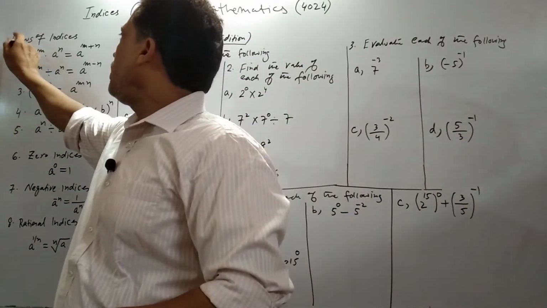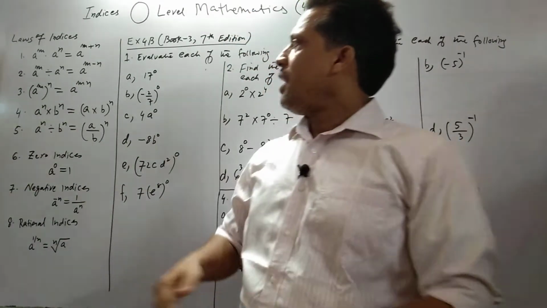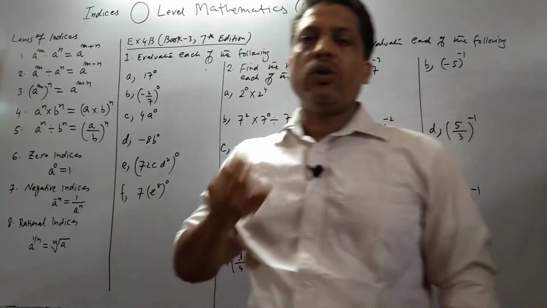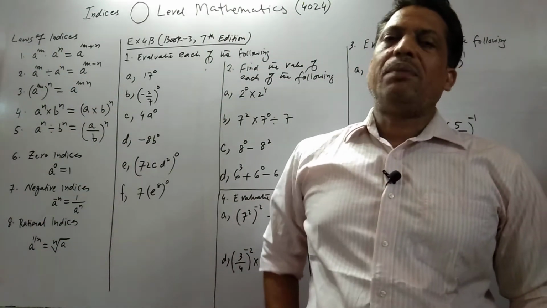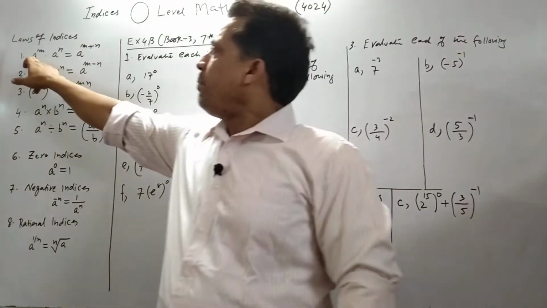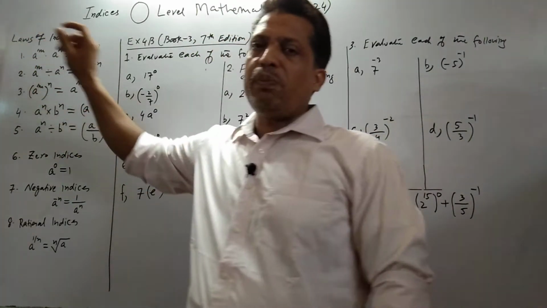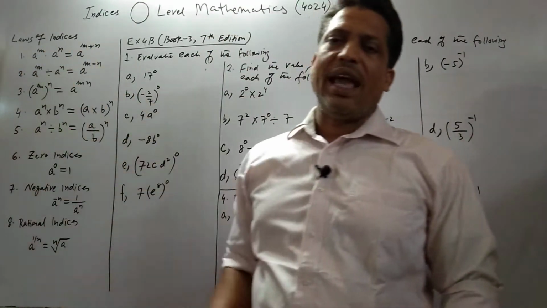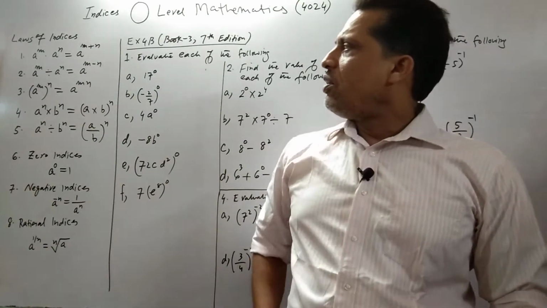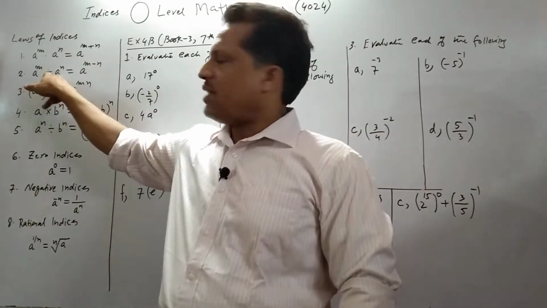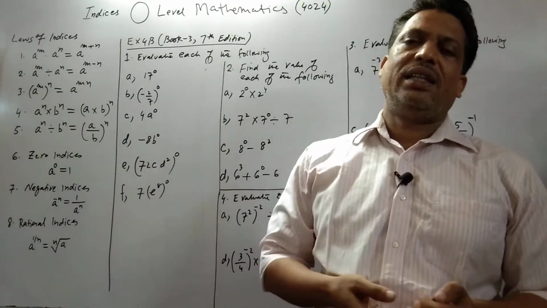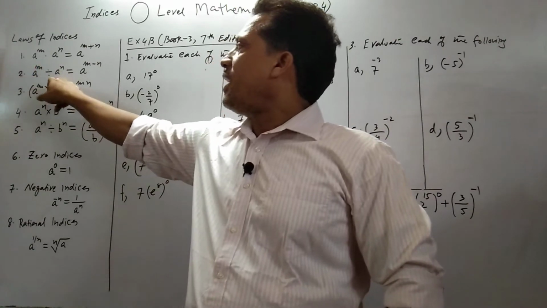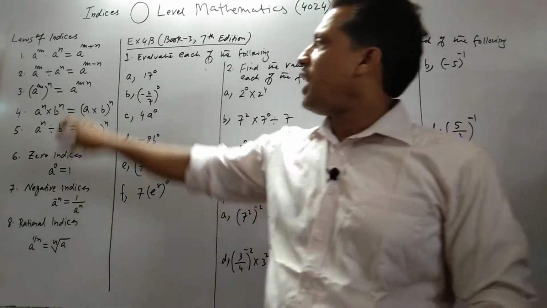The first law of indices is, if we have the same base with some powers and both are multiplied, then the powers will be added. a power m multiplied by a power n is always equal to a power m plus n. The second law says, if we have the same base and they are divided, then their powers will be subtracted. So a power m divided by a power n is always equal to a power m minus n.